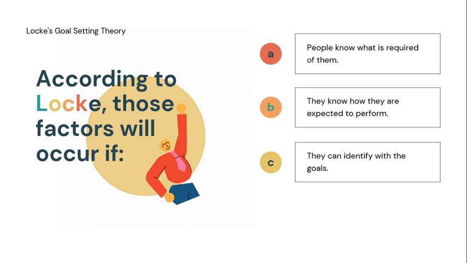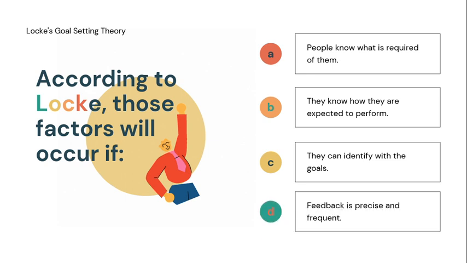Then, they can identify with the goals. It is much easier and more motivating to do the task if you can relate with your goal. If the goal is relevant, then it is much easier for you to engage with the task because you can apply it to your day to day activities. And lastly, feedback is precise and frequent. Because isn't it nice to take a moment to reflect on your efforts and performance towards your goal? You will be able to identify how close you are to achieving your goal or how much effort is still needed.